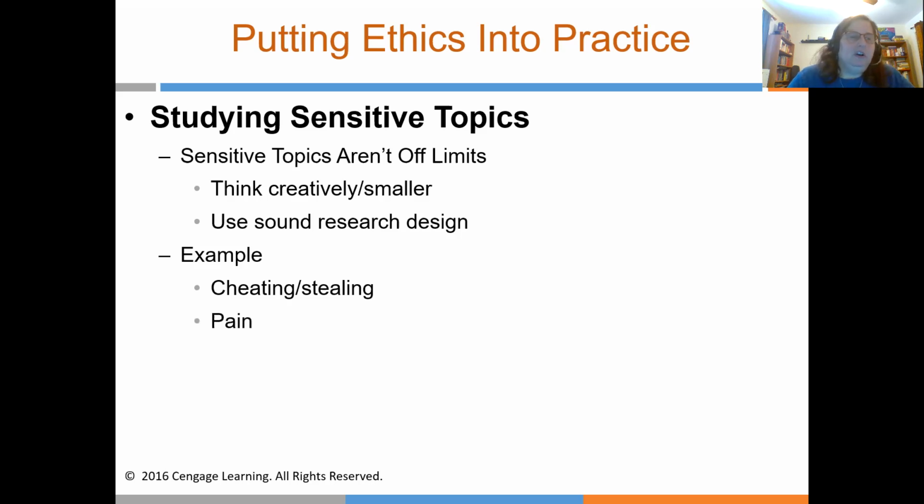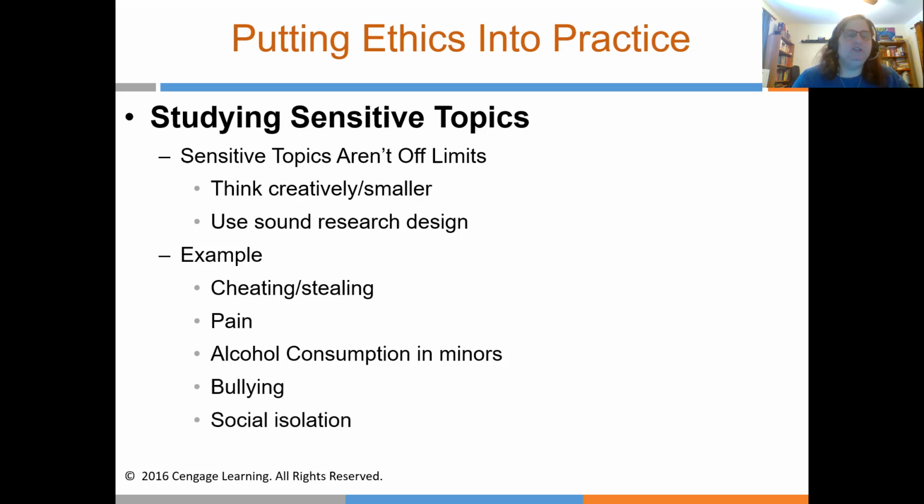Okay. Pain can be tricky, alcohol consumption in minors, bullying, social isolation, all can be tricky things to look at, but I would encourage anyone who's interested in looking at these to think through what might be a clever way to ask the question. With bullying, you might not want to ask people if they ever acted as a bully, but you could give a scenario of someone who was acting as a bully and see their reaction to it.